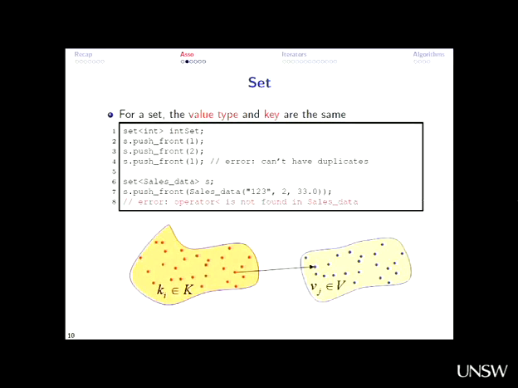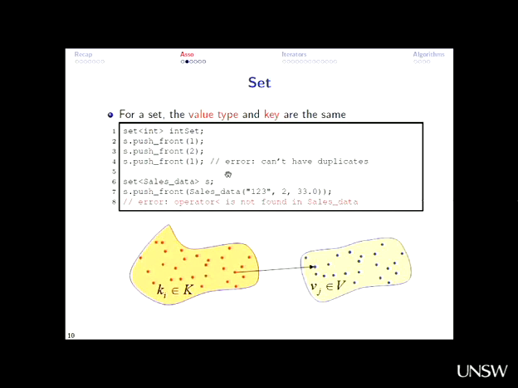So we said that an associative container has keys and values, but we also say a set is an associative container, and that's because for a set, the value type and the key type are the same. So both the keys and the values are the same piece of data. Looking at the code on the left-hand side, we can have a set of ints, and we can push the number 1 in, we can push the number 2 in, but we can't push the number 1 in the second time, because we can't have duplicates. Okay, so you might get a compile or a runtime error at that point.